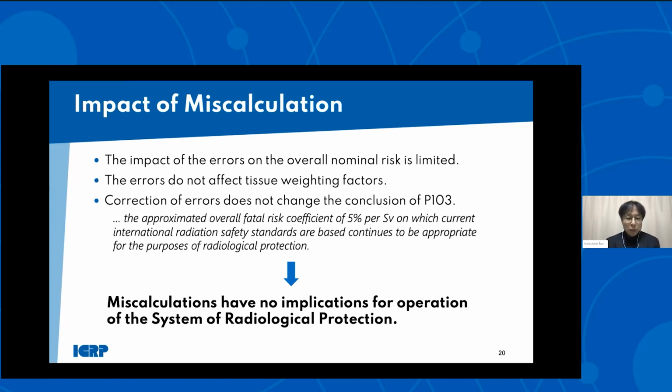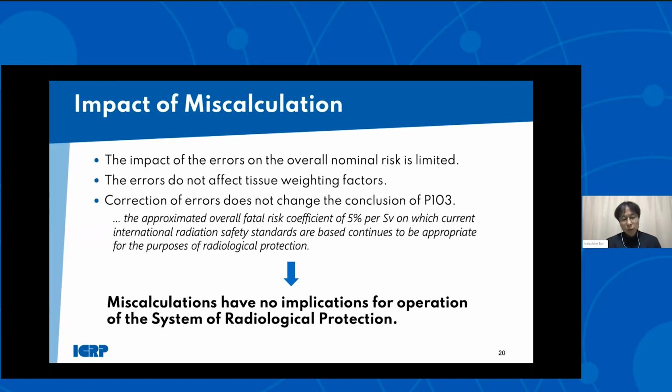First, the impact of the errors on the overall nominal risk is limited, as I showed in the previous slide. The errors do not affect the values of tissue weighting factors, because tissue weighting factors were determined based on the detriment calculation for the whole population, not the working age population. And correction of the errors does not change the conclusion of Publication 103.